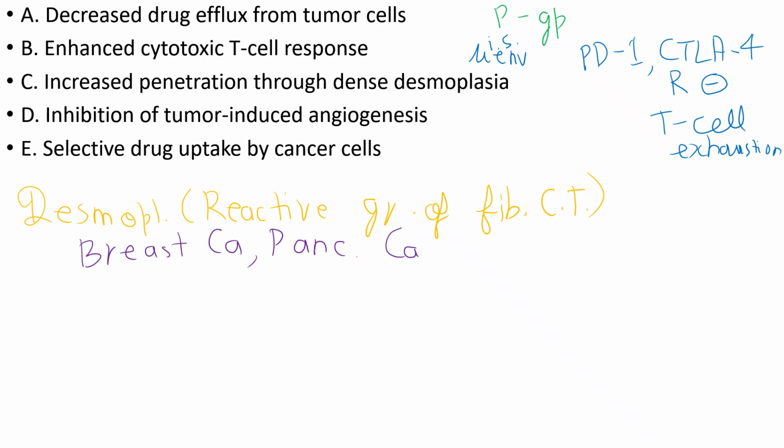Breast carcinoma, pancreatic carcinoma. The dense fibrotic tissue acts as a molecular sieve. This dense fibrotic tissue acts as a molecular sieve. जो होती है छन्नी होती है, उसमें छन के आता है ट्यूमर. So एक छन्नी बन जाती है. It acts as a molecular sieve, decreasing the penetration of chemotherapeutic agents.